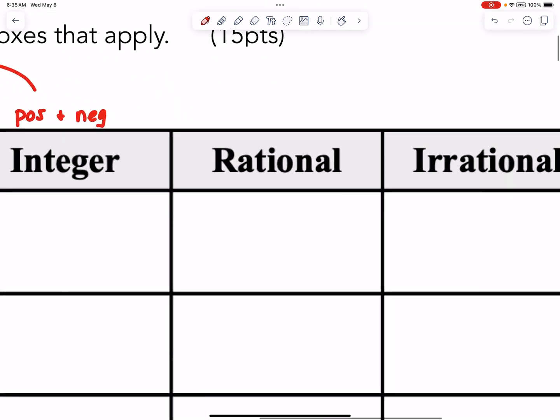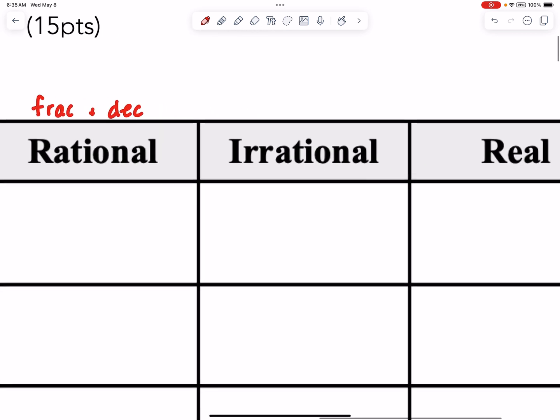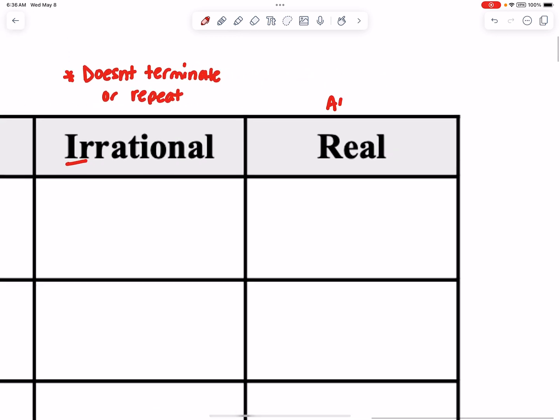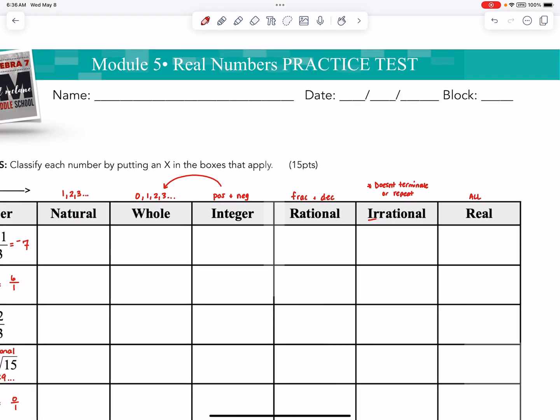Then we get to rational numbers. Our rational numbers are all of our fractions and our decimals. Okay, we know irrational means not. These are things that we would say doesn't stop or doesn't terminate or repeat. Okay, and then real numbers are all numbers that we use in math.